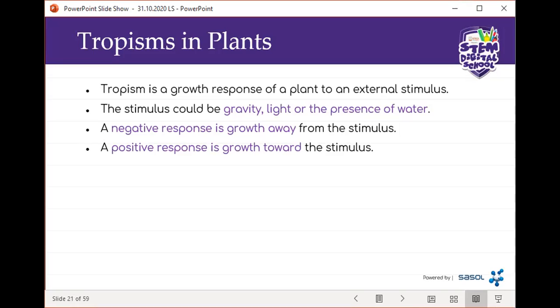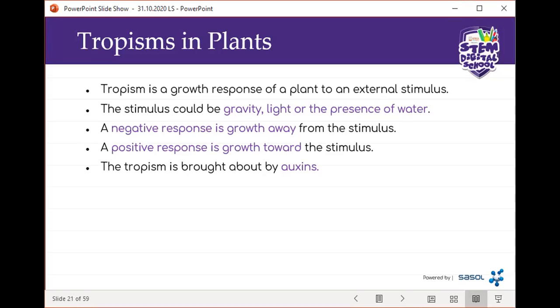Okay. So for example, if a plant grows toward gravity, if gravity in this case would be the stimulus, then we would say that it is positive tropism. And then if it grows away from the gravity, if gravity is the stimulus, then it would be a negative tropism. Right, so tropism is brought about by the hormone auxins.